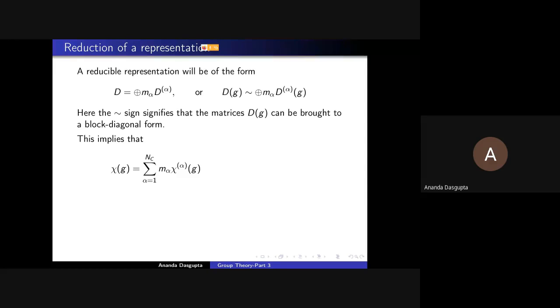Functions whose values depend on which class the element belongs to. A function from the group to the field, say from G to R or G to C, actually G to C is more appropriate. But it's not really a function on the group, it's a function on the classes. So we are expanding every representation in a basis consisting of the irreducible representations. Well, actually, that we covered the other day.